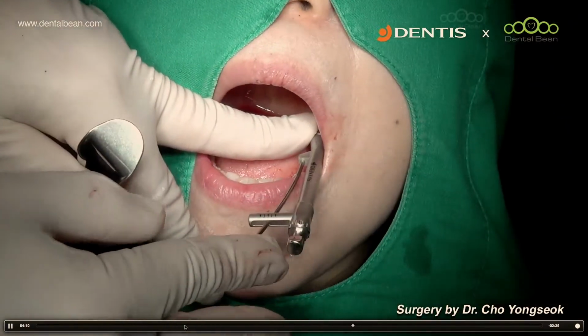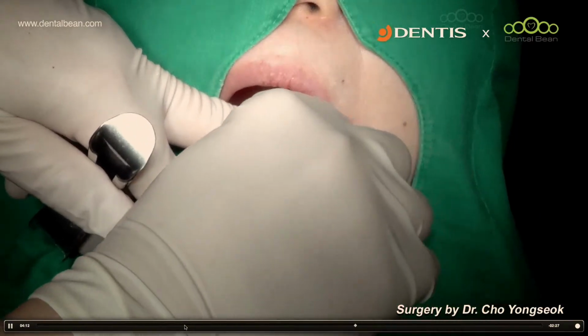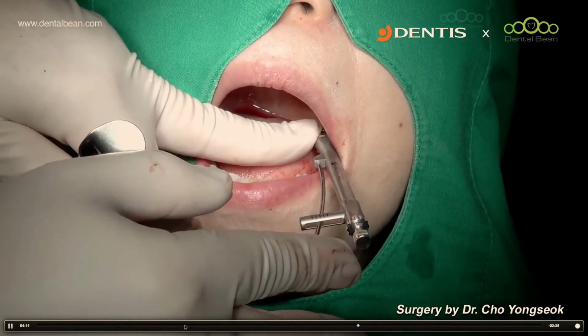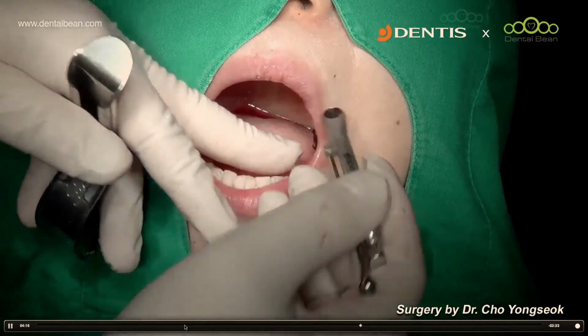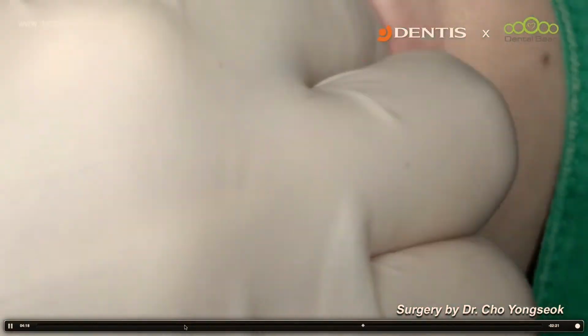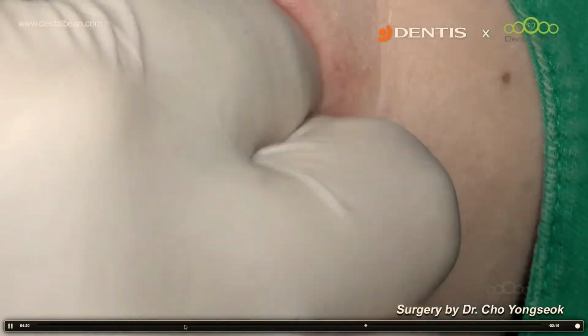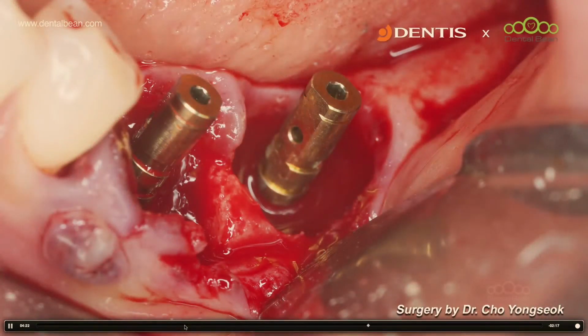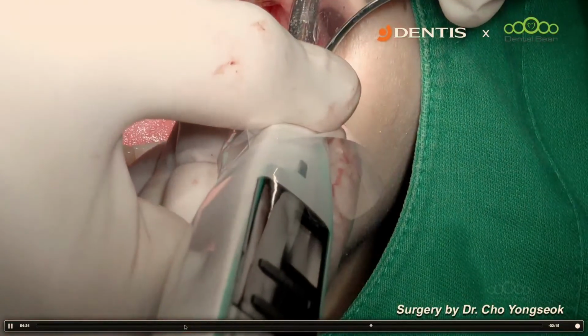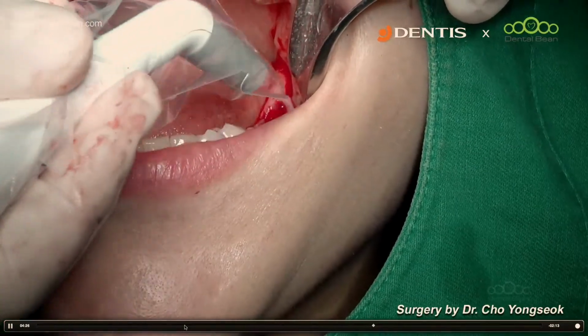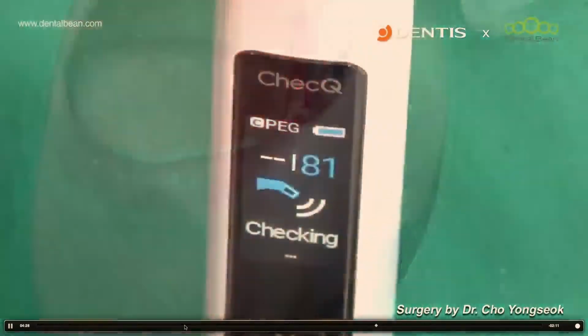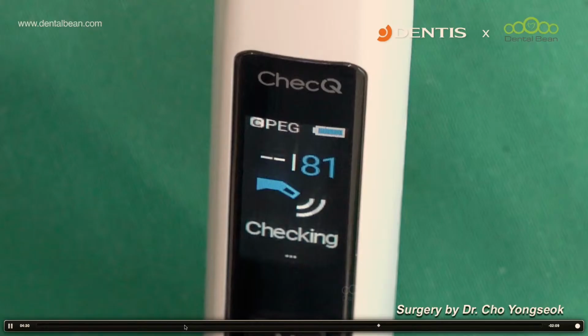Use good retractors during the implant surgery to make good surgical field and protect the soft tissue. I prefer using Minnesota retractor during the surgery. Don't hold the dental mirror when you do surgery. Okay, ISQ value was very nice.